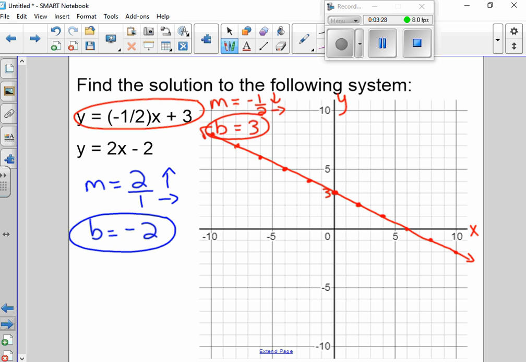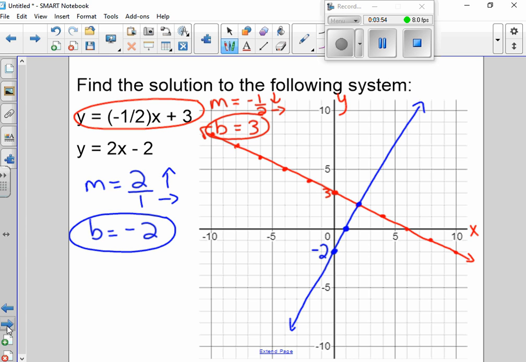So I start at -2 at my b, right on the y-axis like we always do. And I'm going to go up 2 boxes and over 1. I did not hit the red line, so I'm going to try it again. From the same point, I'm going to go up 2 and over 1, and look at that. I landed right on the red line, which means I now have my solution. I get to draw a nice straight line. The two lines form an X, they cross, and there it is.